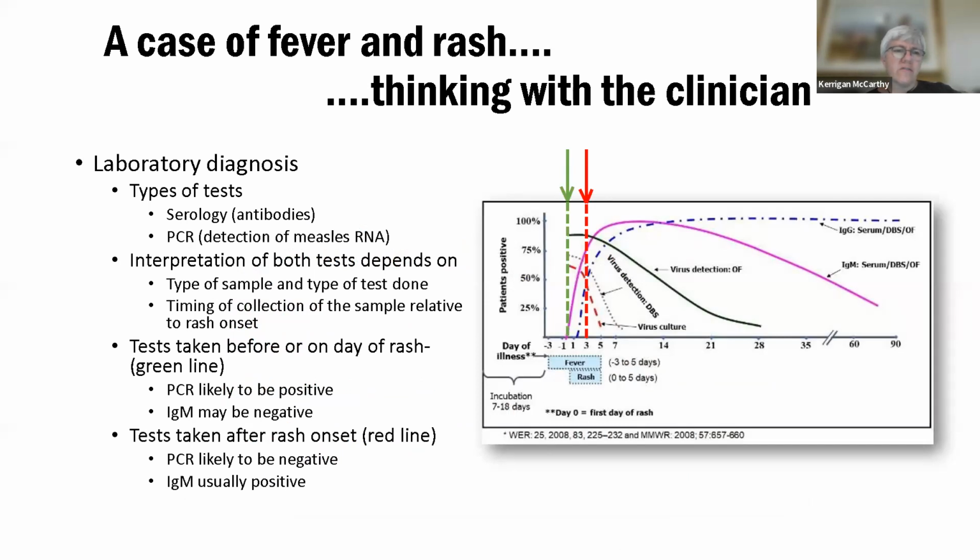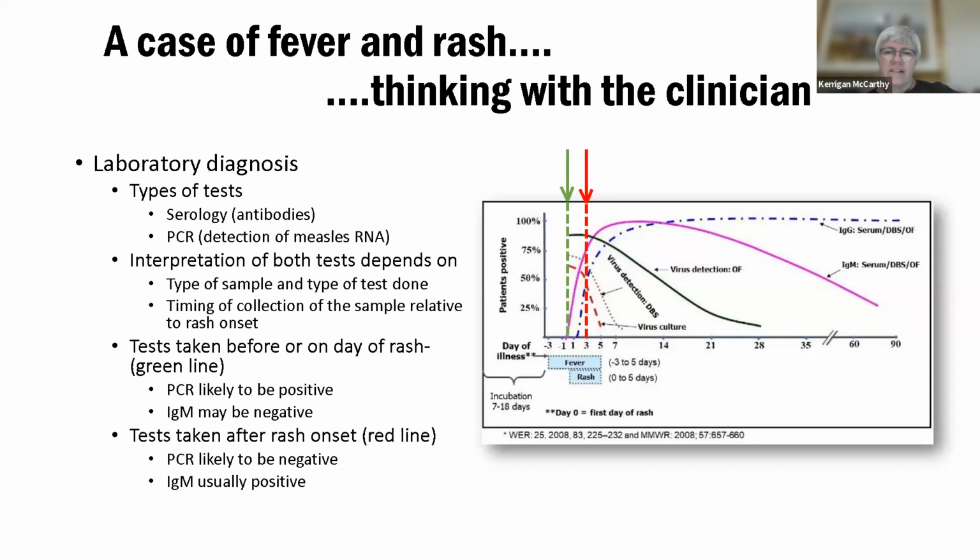The first is a serological assay where we look for antibodies, and the second is PCR where we directly detect measles RNA in the sample. Now, the interpretation of both tests depends on the type of sample and the type of test that is done, and the timing of collection of the sample relative to rash onset.